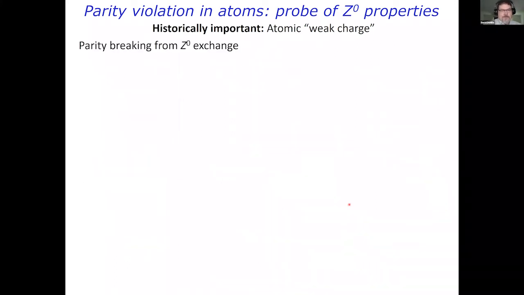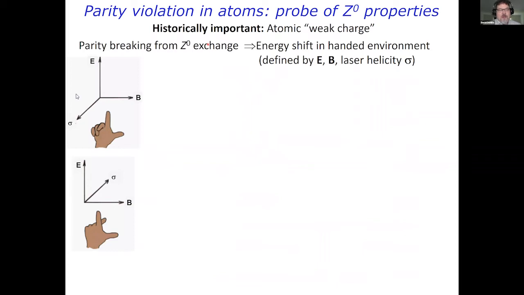So how does this work? Well, as suggested before, you can look for this parity breaking by putting your system, your atom or your molecule, in a handed environment. One example of such a handed environment is three vectors determined by a static electric field, a static magnetic field, and a laser helicity. And by switching this from a right-handed to a left-handed configuration, you can look for an energy shift in an atom or a molecule that should only occur due to parity violation and the weak interaction.